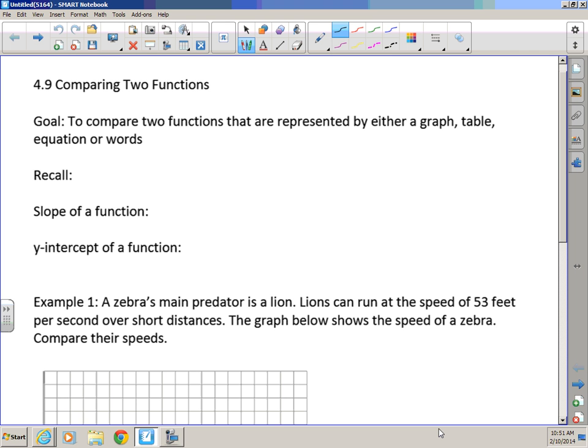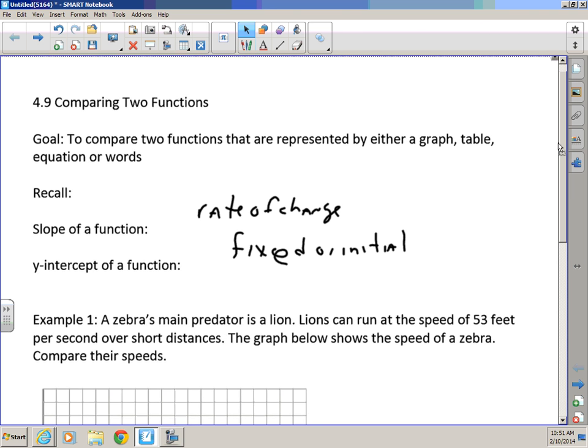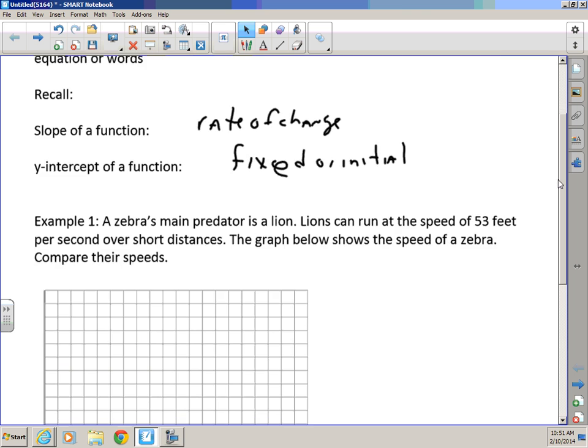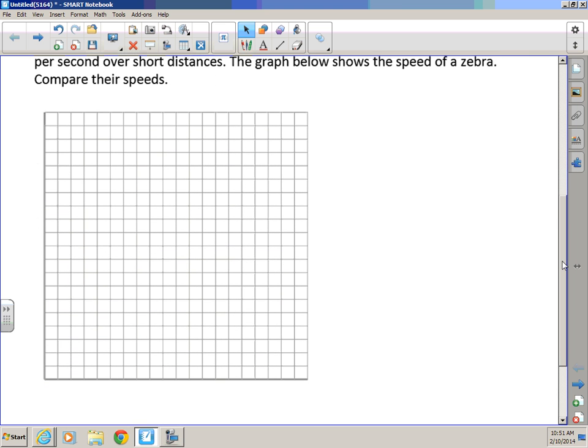The slope of the function is the rate of change, and the y-intercept of the function is the fixed or initial amount. And we now need to relate these to specific scenarios. Okay? Now, I'm going to need to draw this on the graph here. It doesn't show up on mine, but it does show up on your note sheet.